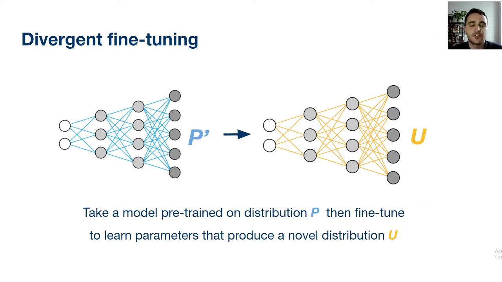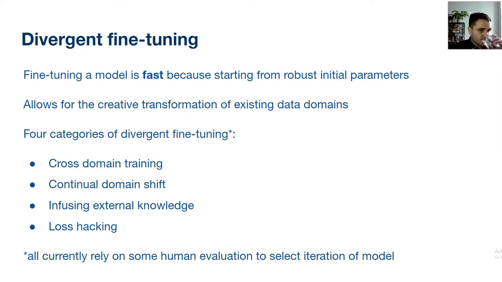The next category of techniques we're going to discuss are divergent fine-tuning techniques. So here we're starting from a pre-trained model, and then we're fine-tuning the model to learn parameters that produce a novel distribution. One of the advantages of these techniques is that fine-tuning models, performing transfer learning, is very fast because we're starting from robust initial parameters. For instance, in the case of something like StyleGAN, trying to train a model like that from scratch is prohibitively computationally expensive. So people will often start with a pre-trained model.